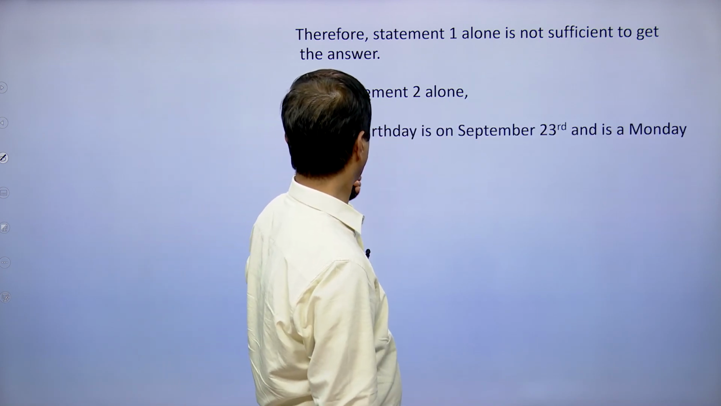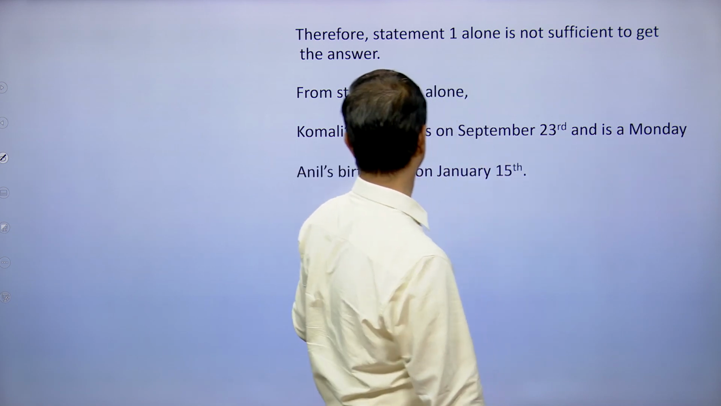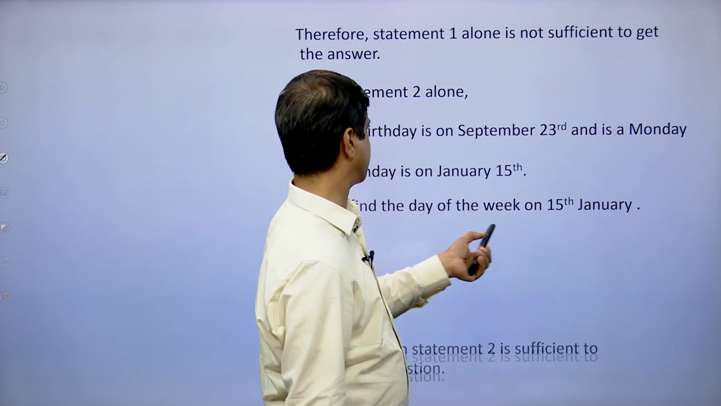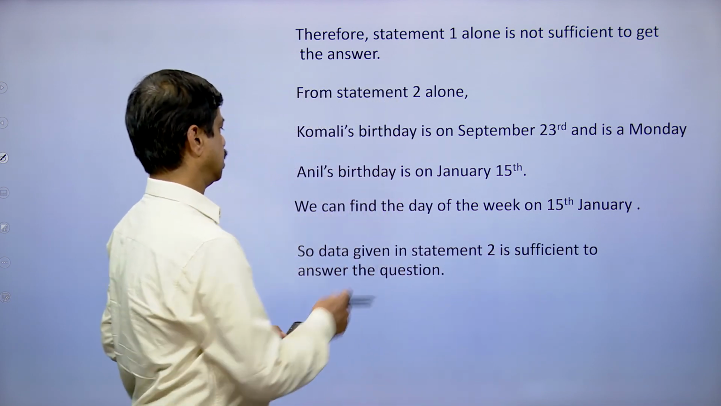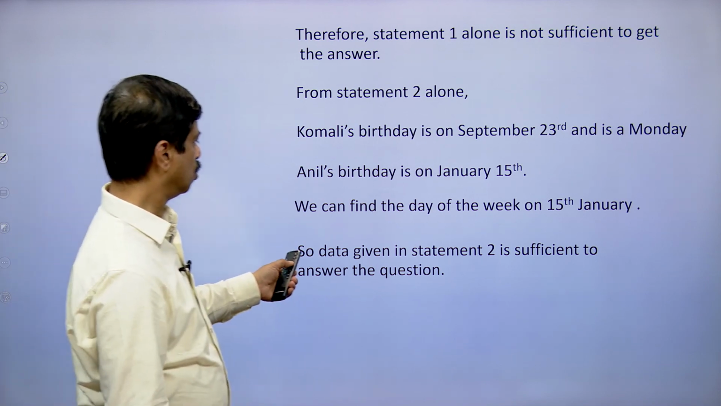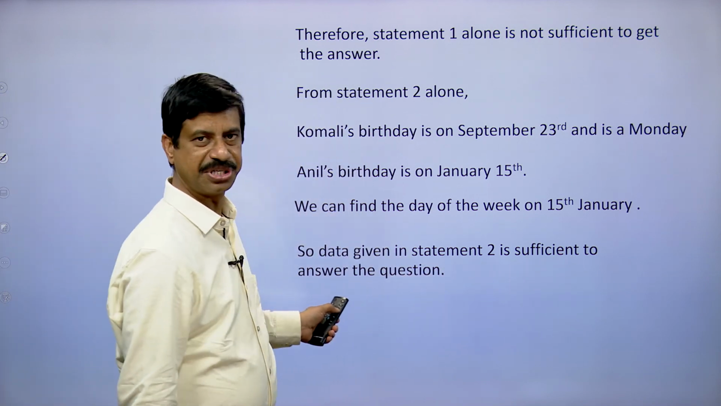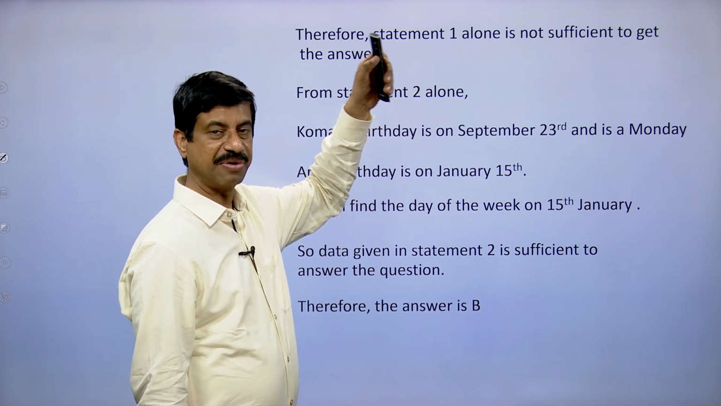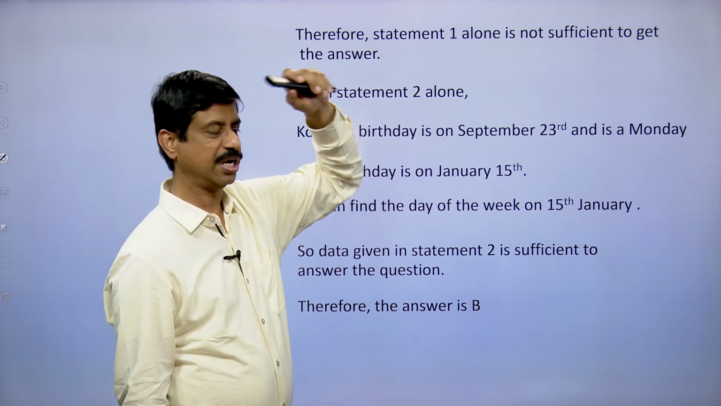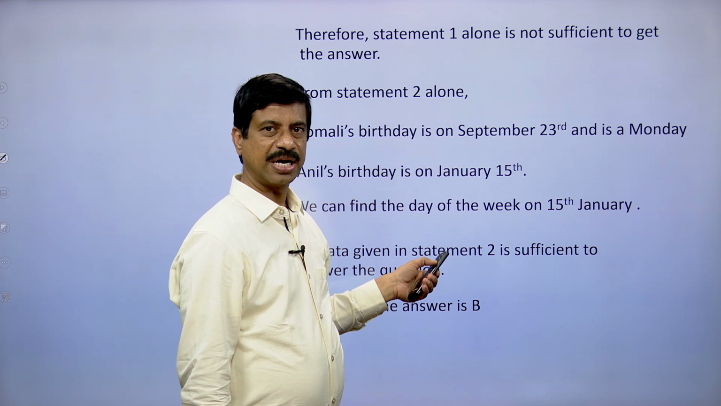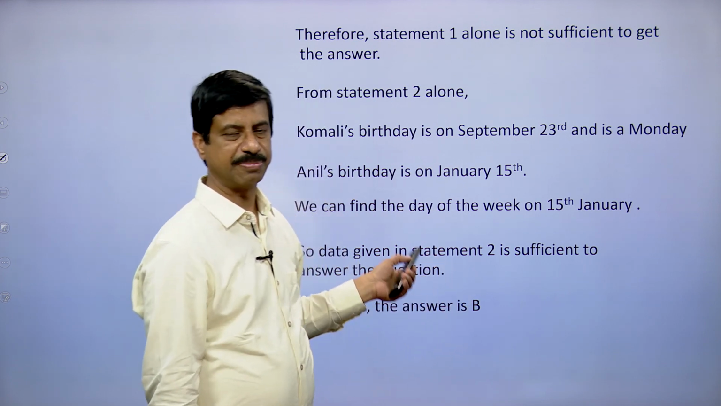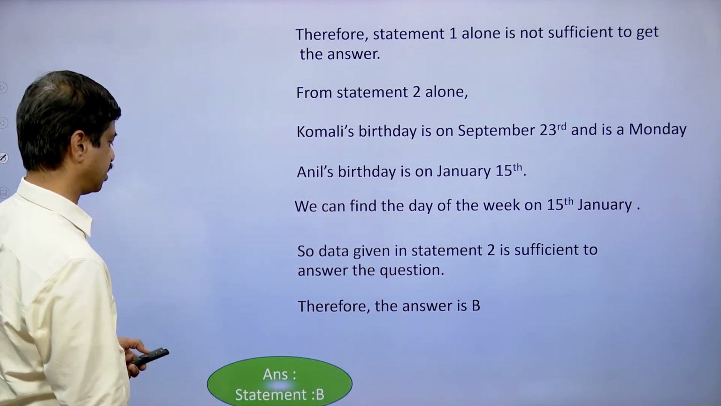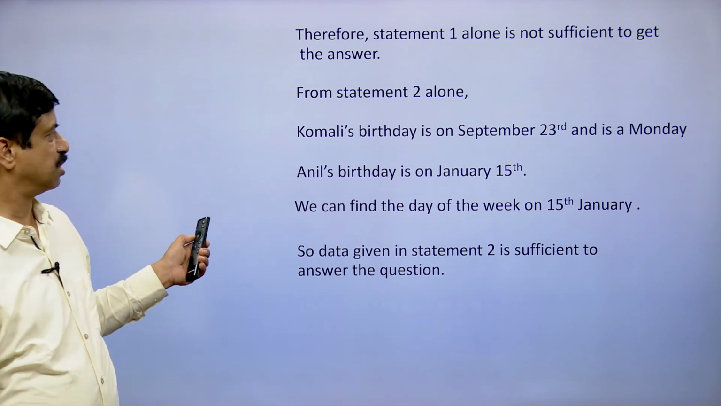From statement 2, Komali's birthday is on September 23rd and is a Monday. Anil's birthday is on January 15th, and from the calendar we can find out what day January 15th is. So statement 2 is sufficient to answer the given question. From statement 1 we can get the day of the week, but we cannot get the date of the month, whereas here dates are given, so we can identify the day of the week also. Therefore, statement 2 is sufficient. So answer is B. Please note it fast, quick.